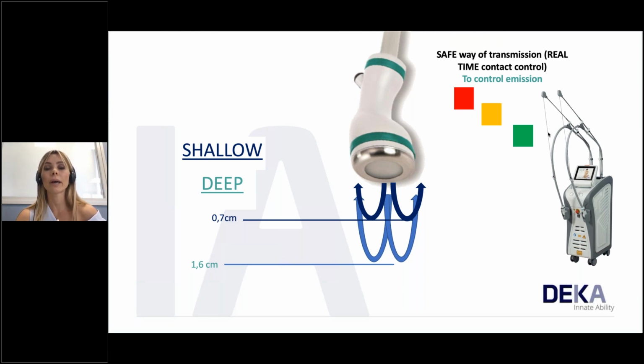There is also a system which permits us to control the emission. There is a LED light, which is in the proximal part of the end piece. This LED light can be red, which means that we are not in contact with the skin. It can be yellow, which means that we are delivering half of the energy, so we have to fix our position. And it can be green, which means that we are working in the right way.